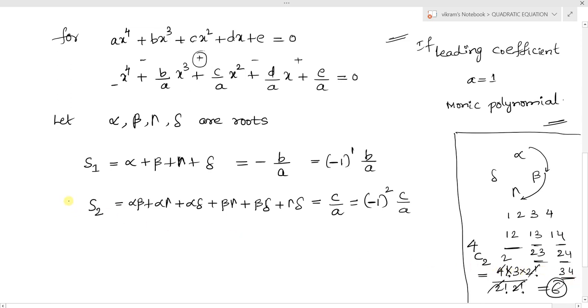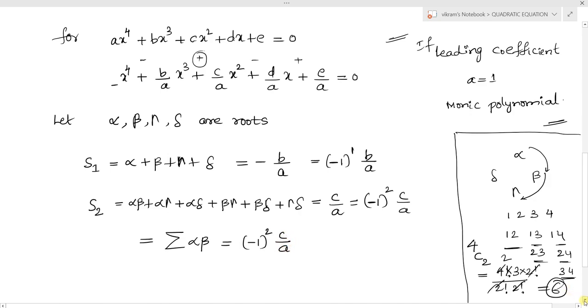So we write this as alpha beta plus alpha gamma plus alpha delta plus beta gamma plus beta delta plus delta gamma. This can be written as the sum of alpha beta, that means two roots taken at a time. Sum of alpha beta equals minus 1 square into C by A.